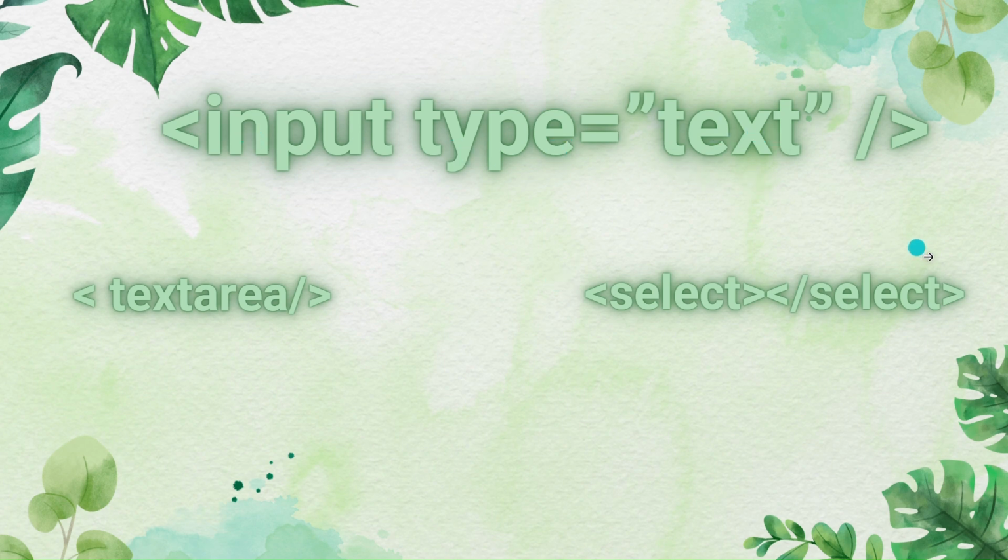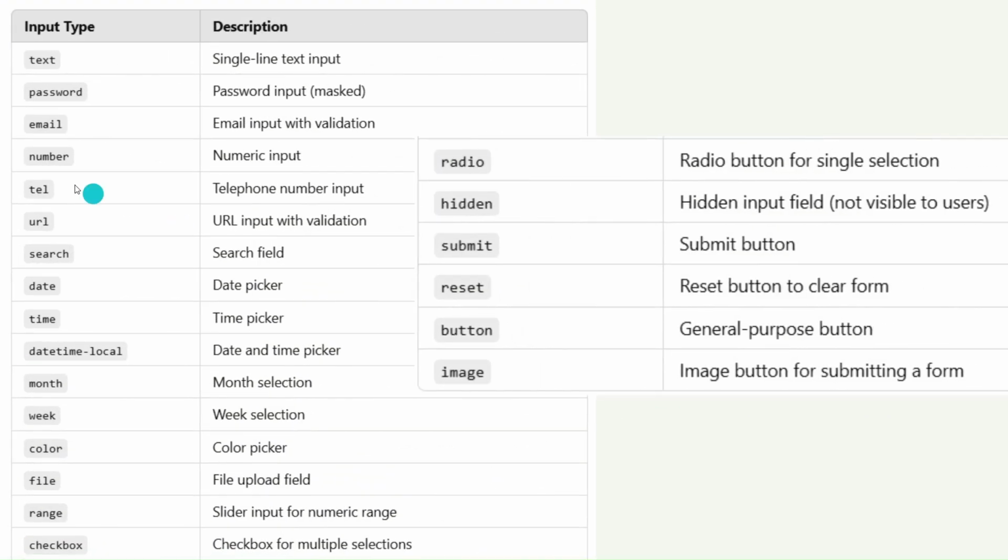We have different types of inputs: type text, password, email, number, URL, search, date, time, month. So there's a lot of them, right? You can take a look over here.